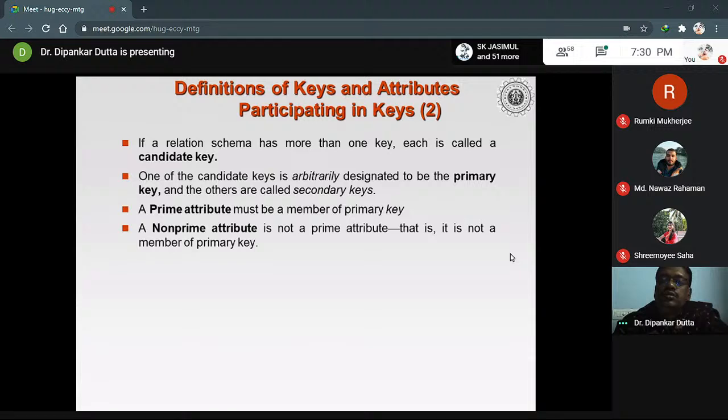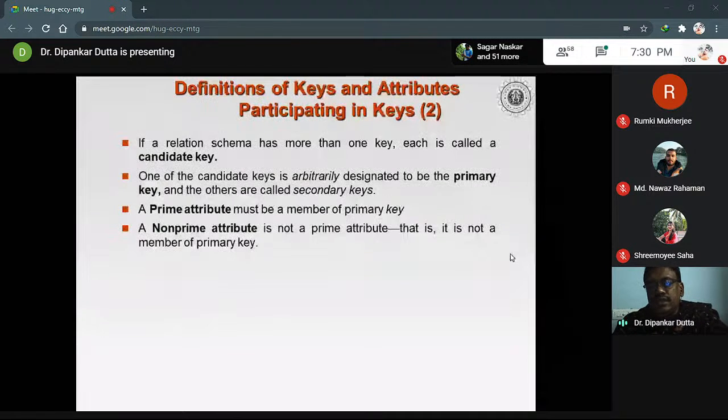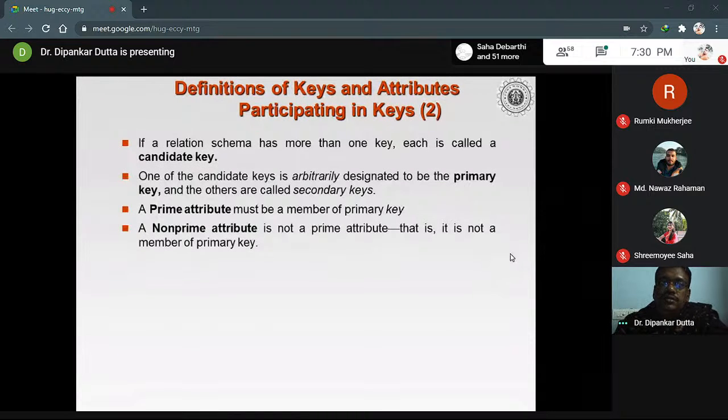Now, from these candidate keys, the database designer may choose one candidate key as a primary key. Okay, so the database designer may choose SSN as a primary key. The database designer may choose the employee name plus address of the employee as a primary key. Okay, so in a table, there may be more than one candidate key, but there will be only one primary key.